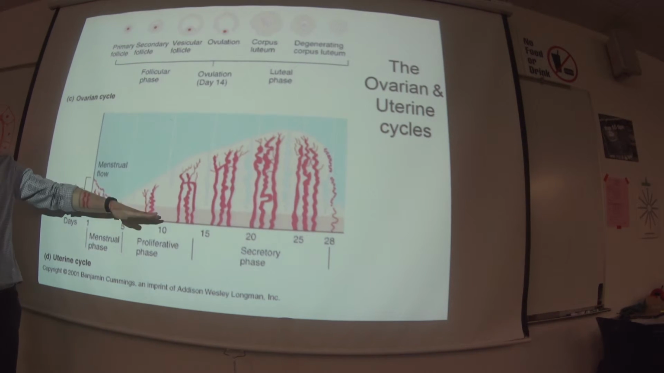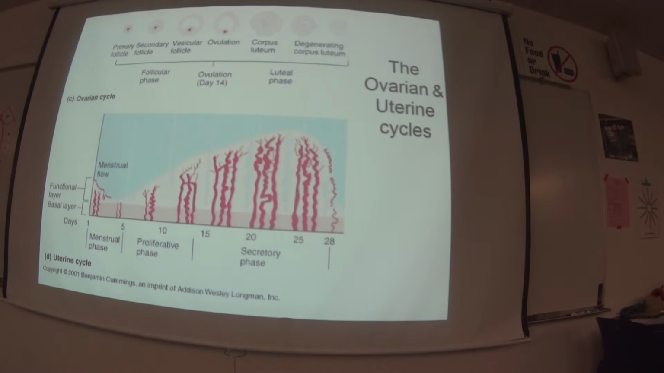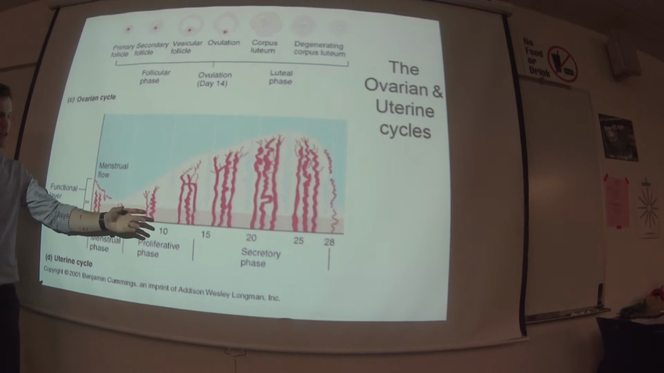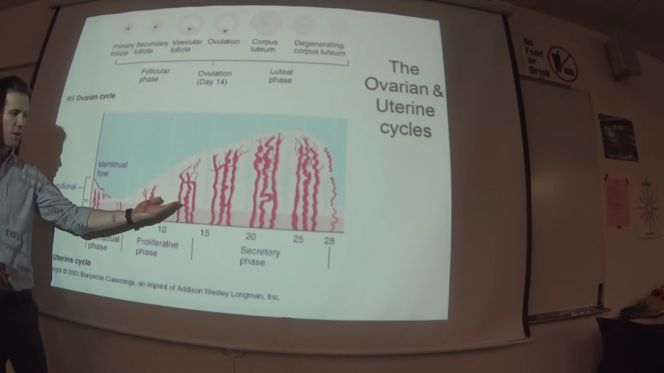has two different layers. It has a basal layer that stays the same. The basal layer is the boring layer, but it's an important one, because what it's doing is growing out a functional layer. So there's rapid mitosis happening here over time.